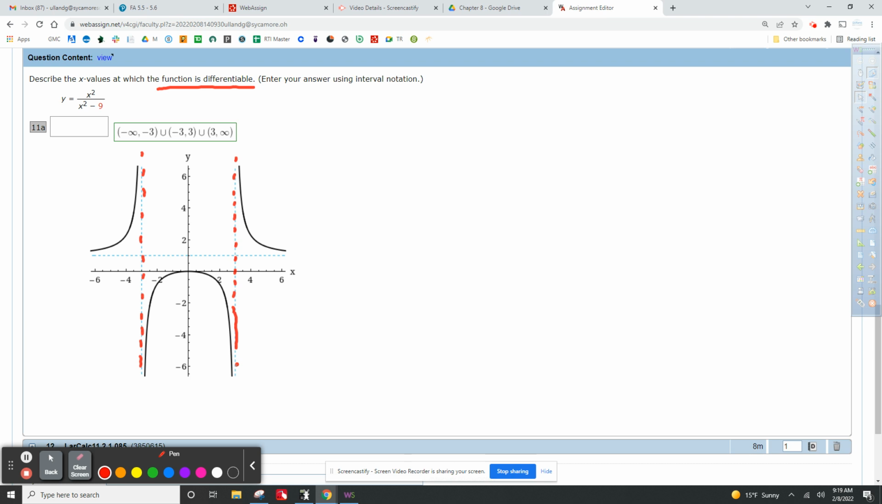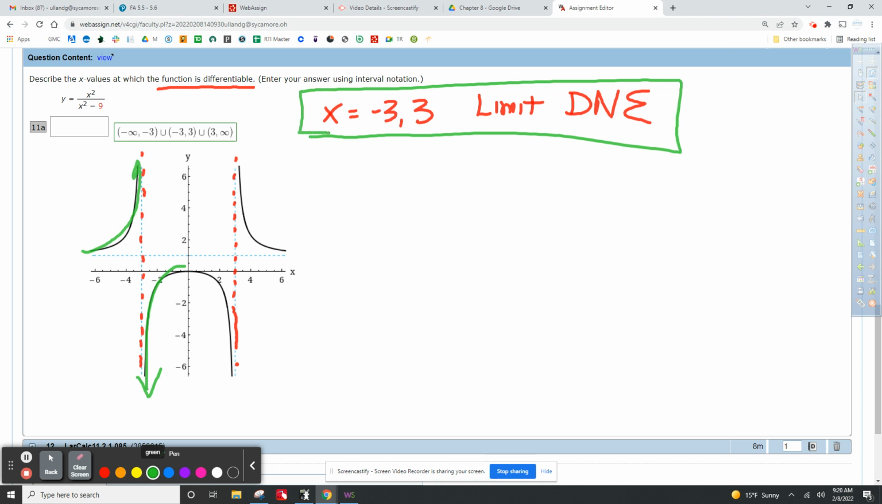But since the limit does not exist at -3, the limit does not exist. Why doesn't the limit exist? Because as you approach -3 from the left, you go to infinity. But as you approach -3 from the right, you go to negative infinity. And if those two paths don't take you to the same output, then the limit does not exist. So these are the places where the limit doesn't exist, and that means those are the places where the function is not differentiable.